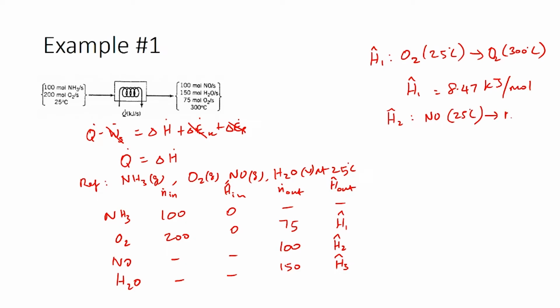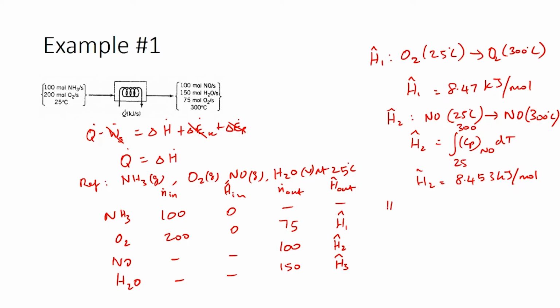So, now H2 cap is the process where nitric oxide is heated from 25 degrees Celsius, which is the reference state, to nitric oxide at 300 degrees Celsius, which is the exit stream. So, you have H2 cap, which would be equal to integral Cp of nitric oxide dt from 25 degrees Celsius to 300 degrees Celsius. You can look up the Cp value for nitric oxide gas and you would be able to perform this integration, and you would end up with H2 cap equal to 8.453 kilojoules per mole.